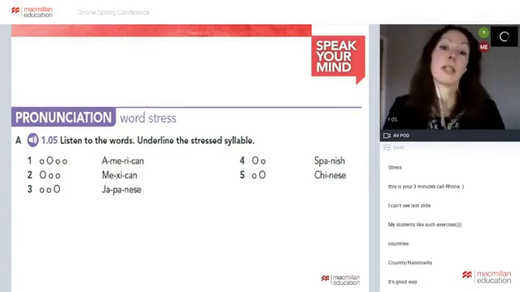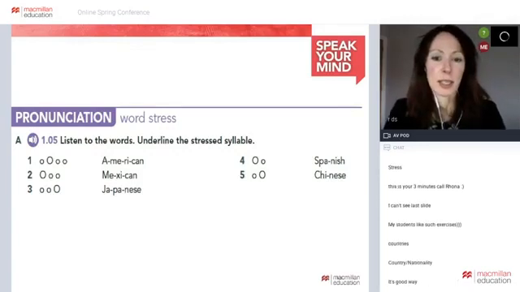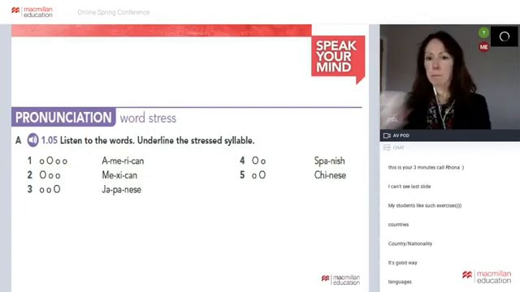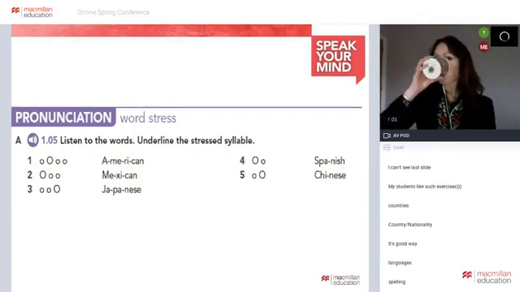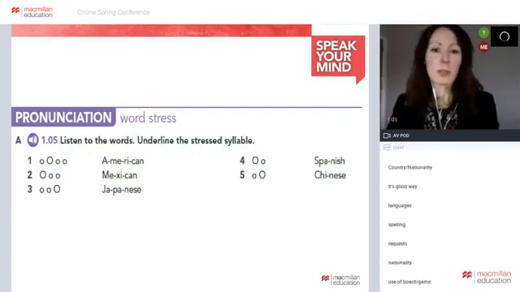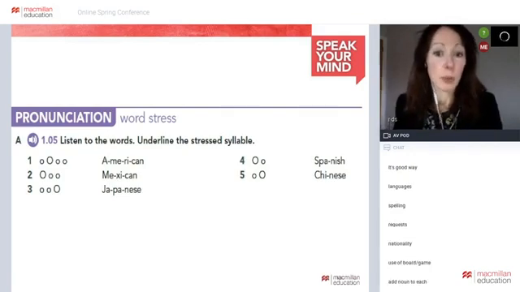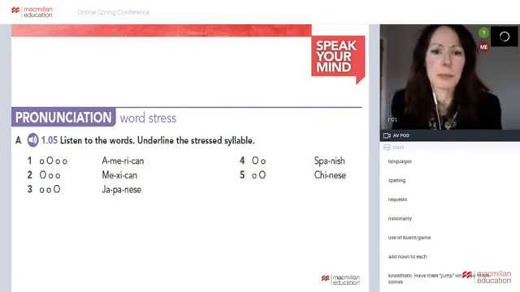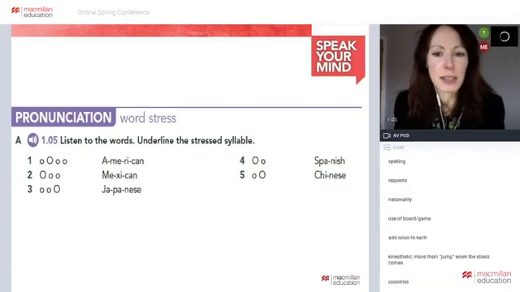Countries, yeah, absolutely. Country, nationality. Languages, spelling, request, use a board game, add a noun. Yes, super. Lovely ideas. These are fantastic. Thank you very much.